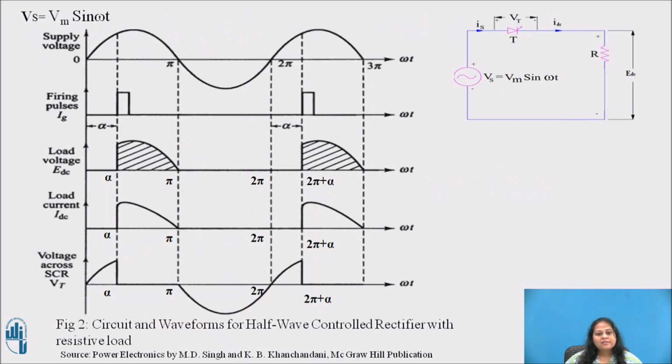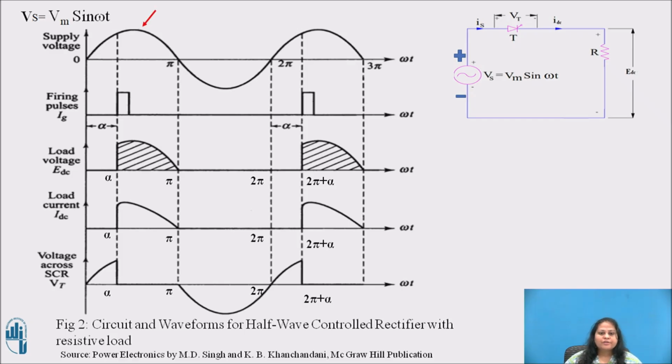Let us now understand the working of this half wave controlled rectifier using the waveforms. Figure shows the waveform for supply voltage Vs, firing pulses or also known as gate current pulses Ig, load voltage EDC across the load resistance R, load current IDC through the load resistance R, and lastly voltage Vt across the SCR. Let us see how it works.